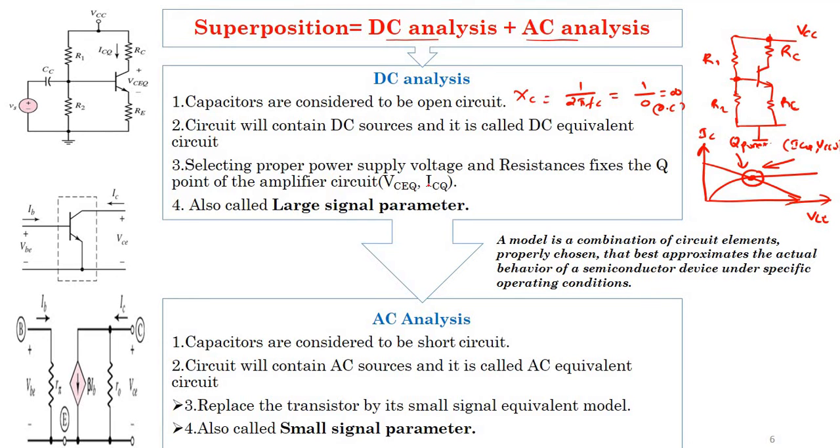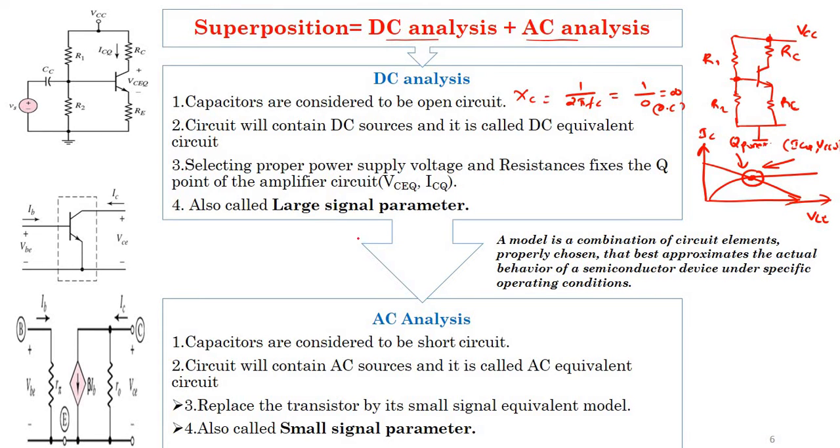And this Q point is also called a large signal parameter. Why? Because the signal level involved will be much larger, so it is called a large signal parameter. And this will end up being DC values.